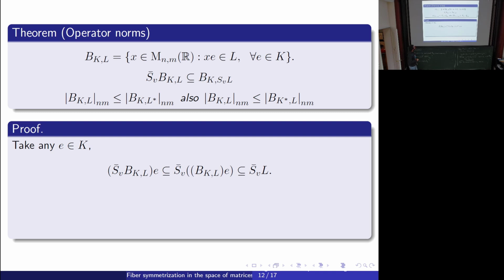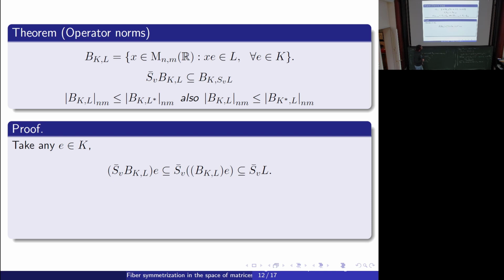So the first one is that you take a point in the first convex body. Any matrix in this ball, when you multiply x times e, will be inside L by definition, right? And you consider this symmetrization times e. So e is a vector, a column vector, but it's also a matrix. And you can apply the property of commuting with right multiplication by matrices. Well, the matrix is now the vector e. So you get this inclusion.